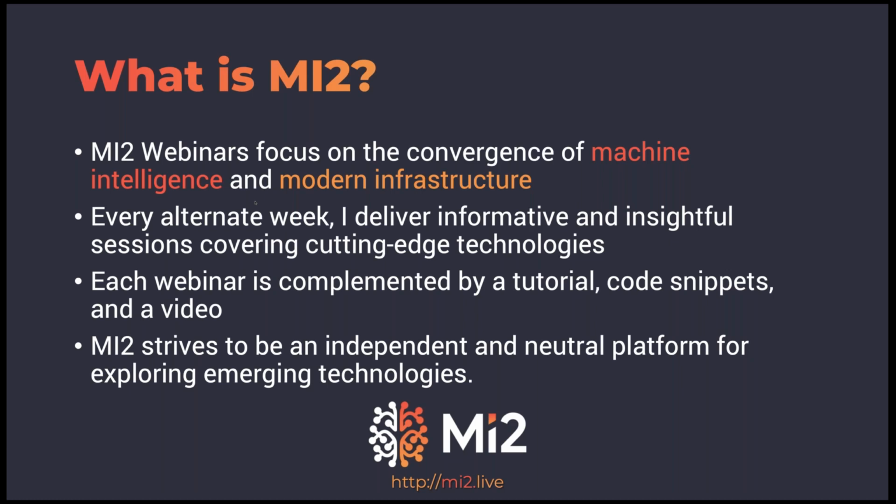Modern infrastructure is predominantly driven by Kubernetes, and machine intelligence is driven by a set of open source technologies like TensorFlow, PyTorch, Caffe, and so on. And there is a very strong convergence taking place, with incredible opportunities evolving from the convergence of machine intelligence and modern infrastructure. My objective is to bring you some of the interesting aspects of these two tracks as a series of webinars. So every alternate week, I bring a webinar from one of these tracks.